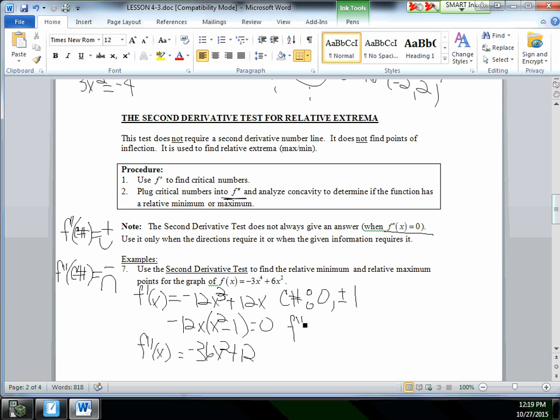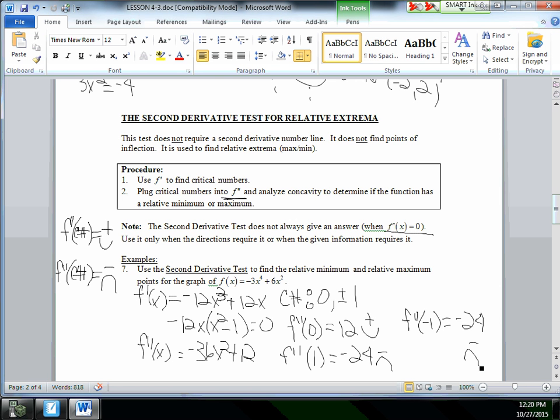So f double prime of 0, if I plug 0 into there, I get 12, which is positive, so I know 0 is a min. f double prime of 1, well, 1 squared is 1, so negative 36 plus 12 is going to be negative 24, so that's negative, so that means 1 is a max. If you notice, I do negative 1, I get the same thing because of the squared on the x, negative 24 as well, which is negative.